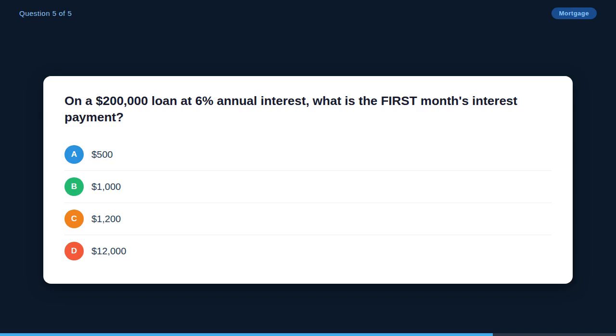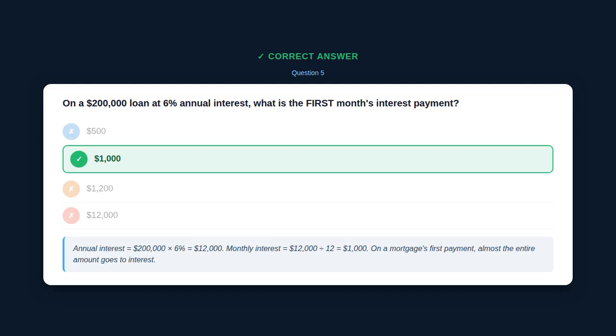Question 5 of 5. On a $200,000 loan at 6% annual interest, what is the first month's interest payment? Option A, $500. Option B, $1,000. Option C, $1,200. Option D, $12,000. Take a moment. The correct answer is B, $1,000.